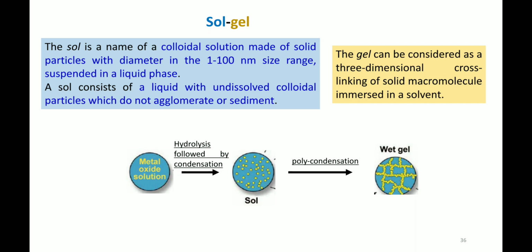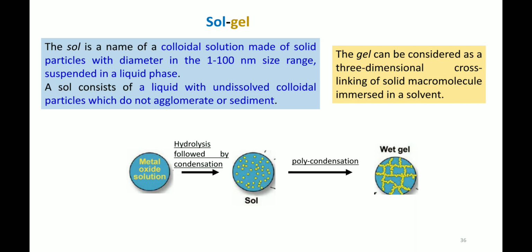So as far as Sol is concerned, it is a colloidal solution where the size of the particles lies in the range of 1 to 100 nanometer. So a Sol consists of liquid with undissolved colloidal particles which do not agglomerate or sediment. So this is called a Sol.